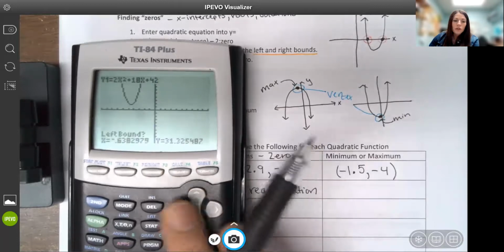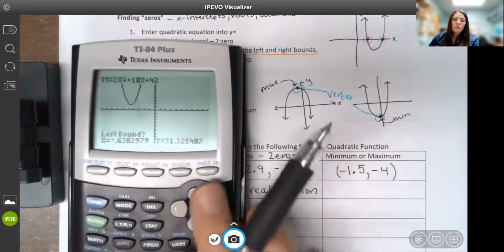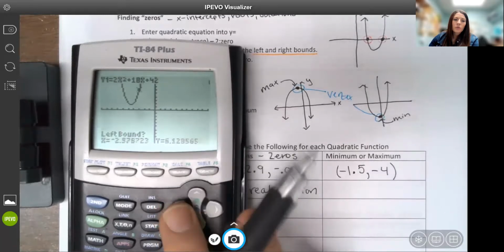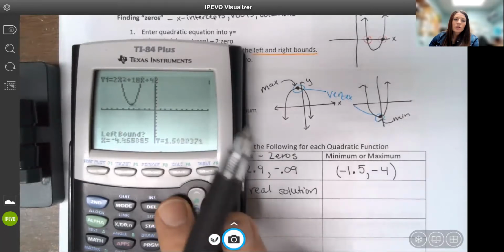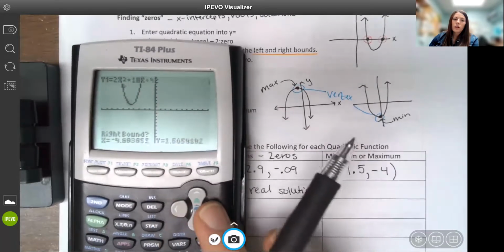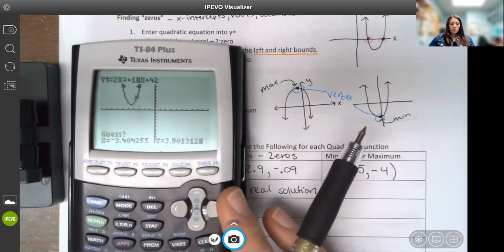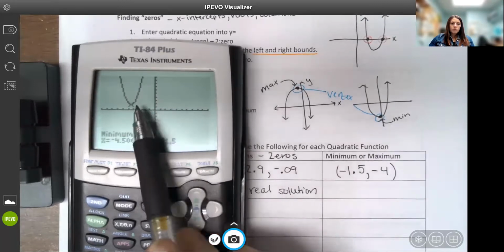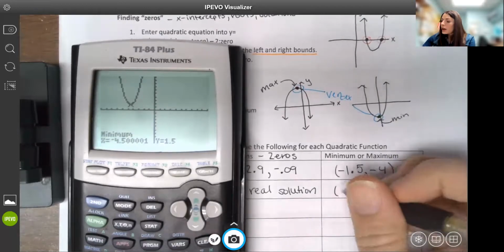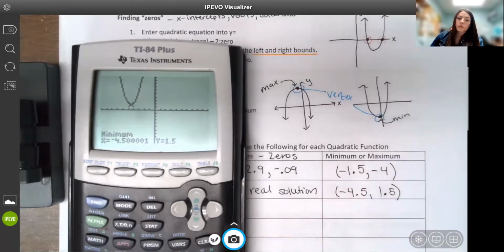Now I've got to find my little cursor. By the way, you only want to go left, right here on these buttons. You don't want to go up, down. I think it will jump it out of your thing. So if I go, I can't see my little cursor. There it is. Okay, so I need to go to the left of my vertex point. I'm there now, so I hit enter. I need to go to the right of it, give it a boundary to search between, hit enter, and then hit enter again. And it will give me my vertex point at negative 4.5 and 1.5.